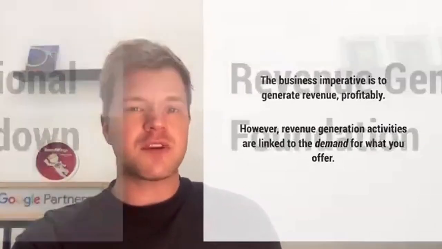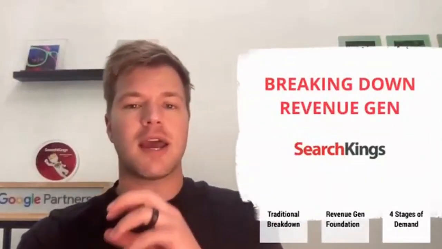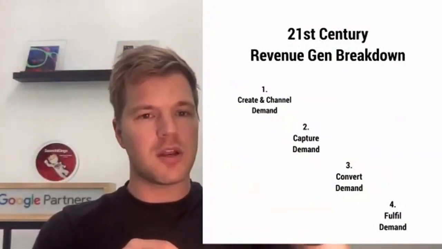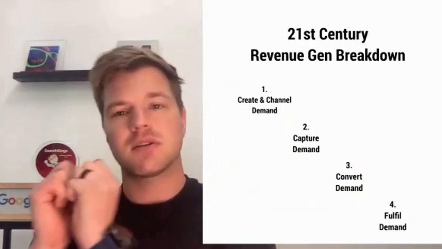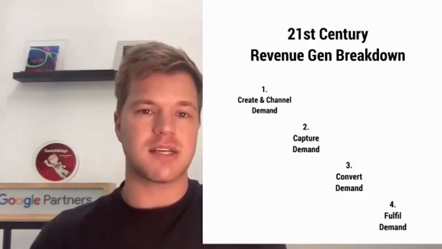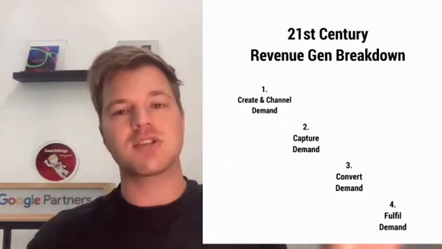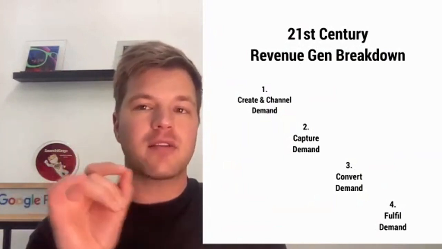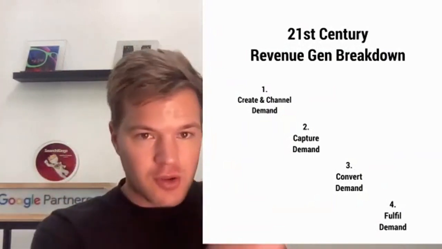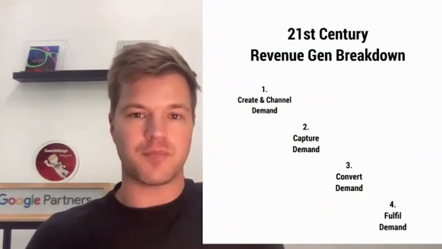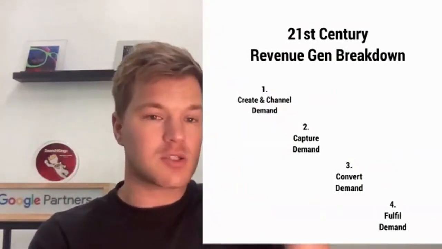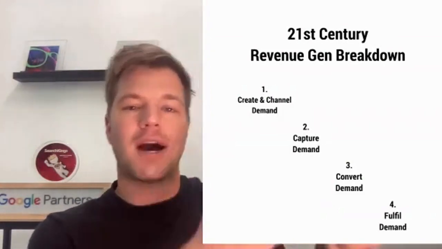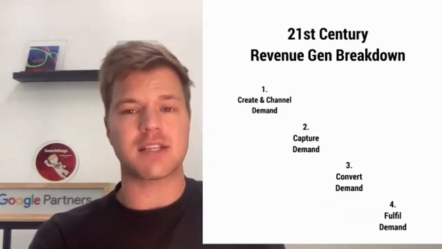So more specifically on the demand side of things, let's look at the 4 stages of demand. Taking revenue generation, instead of looking at it purely around the departmental side of marketing, sales, and customer success, split it into the stages of demand for what you offer. The first stage is the create and channel demand stage. This is where you're creating and channeling demand for what you offer. Bearing in mind, create is where you create that demand that hasn't existed beforehand. And channeling is taking the existing demand out there and channeling that to the next stage.